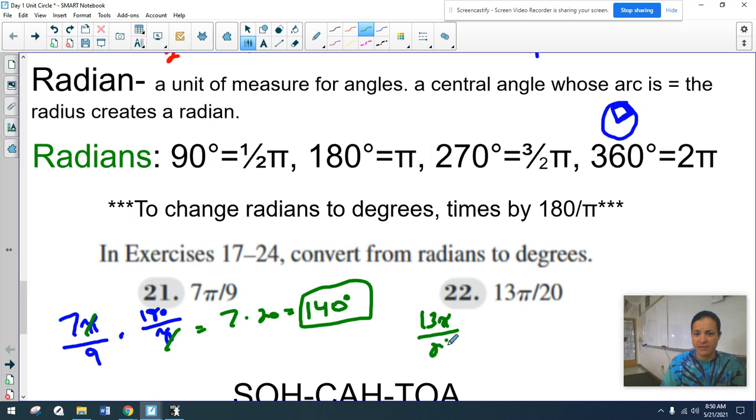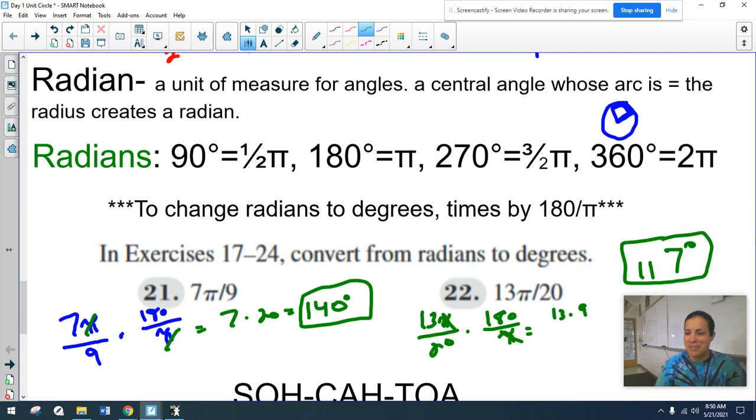Okay, and then in this last one, I've got times 180 over pi. So the pi's will go away. And then if I do 180 divided by 20, that's going to give me 9. And then I can just do 13 times 9. And I believe that's 117 degrees, if I did my math right. If not, I'm sorry. But that's all you got to do.